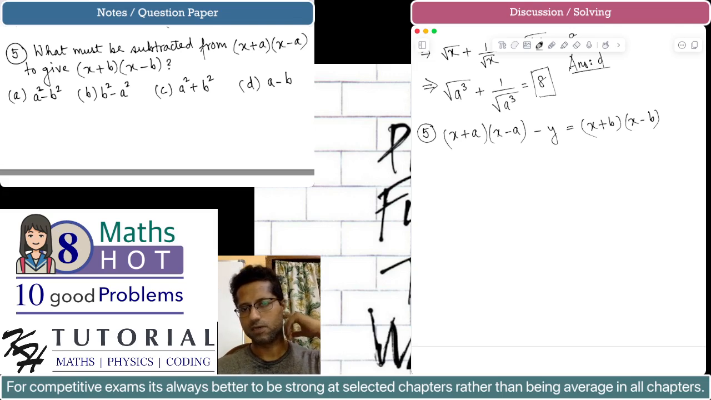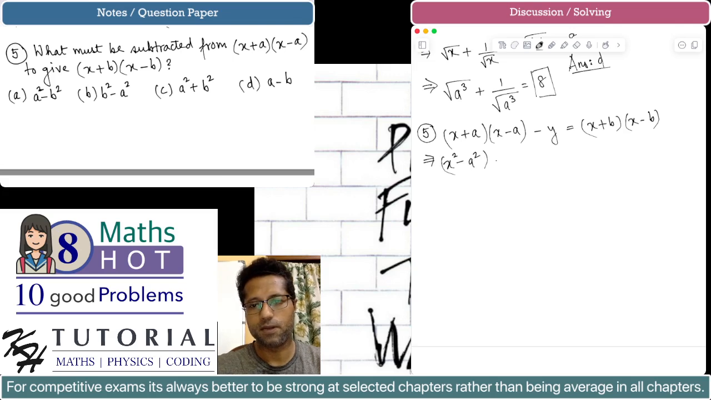So we have x plus a into x minus a minus y is equal to x plus b into x minus b. Now using the identity, x plus a into x minus a is equal to x square minus a square, and we have minus y is equal to, the right hand side becomes, applying the identity a plus b into a minus b is equal to a square minus b square, we get the right hand side to be x square minus b square.